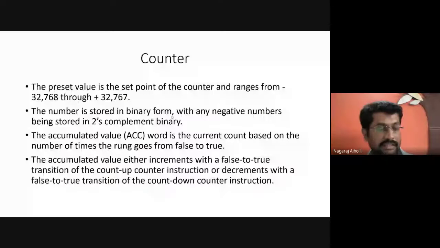That is value stored in binary form. We discussed the timers. The preset value is always stored in binary form, and if it is a negative number, then it is taken as the 2's complement of that number.